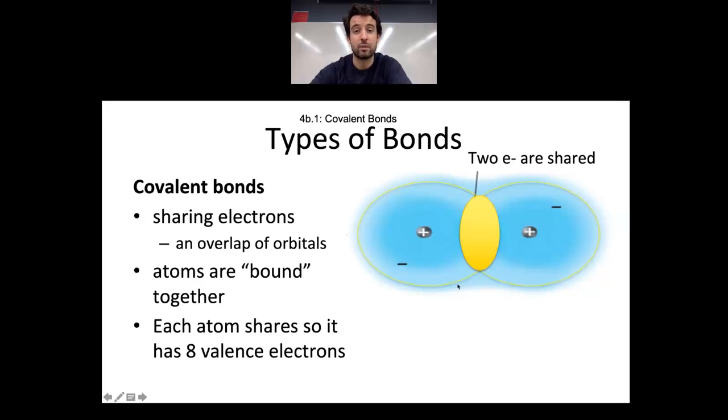So if we look at an atom like nitrogen, nitrogen has 5 valence electrons. And remember, you can find that just by looking at the column that it's in. Everything in column 1 has 1 valence electron, column 2 has 2. We skip the middle part, and then 13 has 3, 14 has 4, 15 has 5, 16 has 6, 17 has 7, and 18 has 8. So nitrogen, we said, had 5 because it's in column 15.